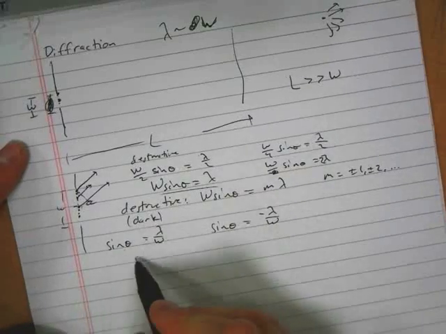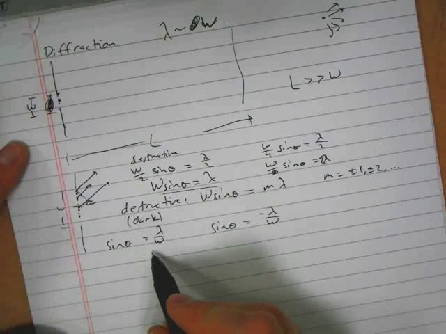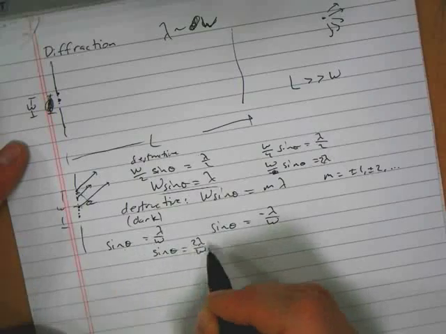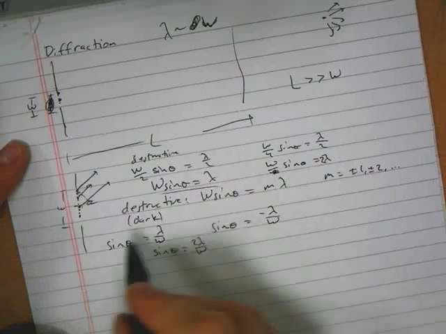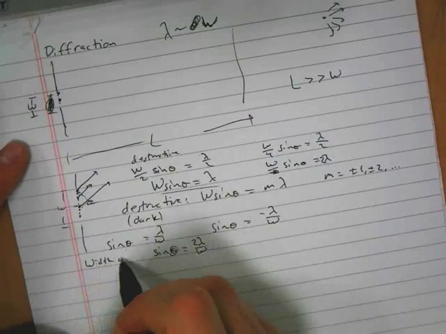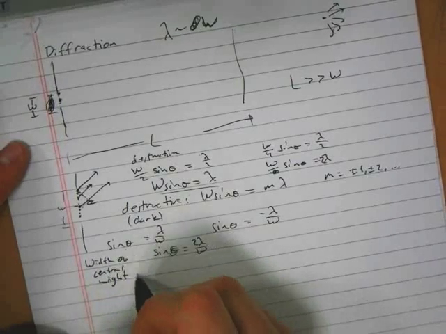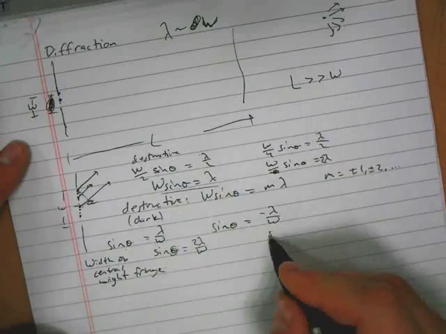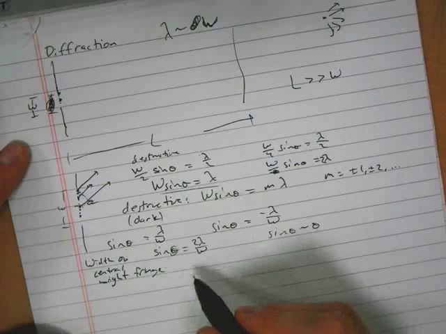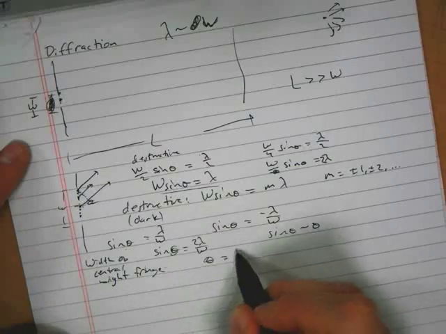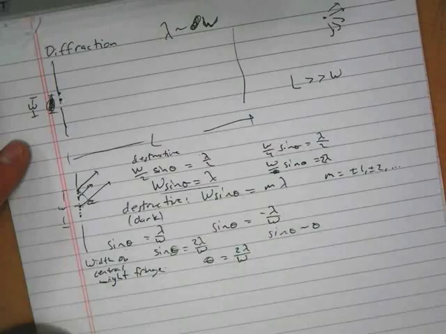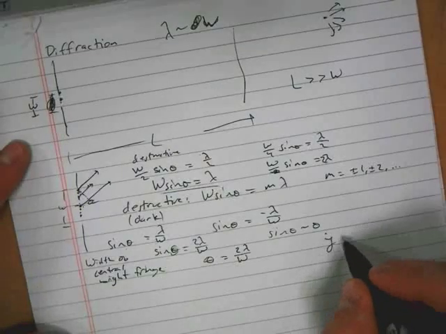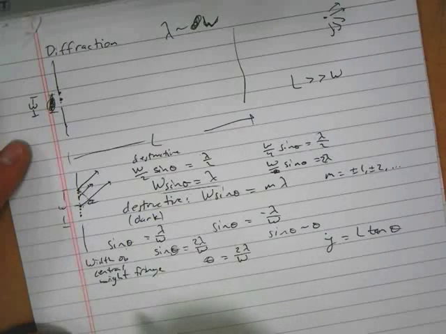So if we consider the width of the central bright fringe, we can say that sine theta equals 2 lambda over W. This is the width of the central bright fringe. For our L much bigger than W, we can use the small angle approximation that sine theta is about equal to theta, and therefore the angular width of the central bright fringe is about equal to 2 lambda over W. Right? And just as it did for our 2-slit experiment, the relationship that the height on the screen is equal to L tan theta also applies to this as well.